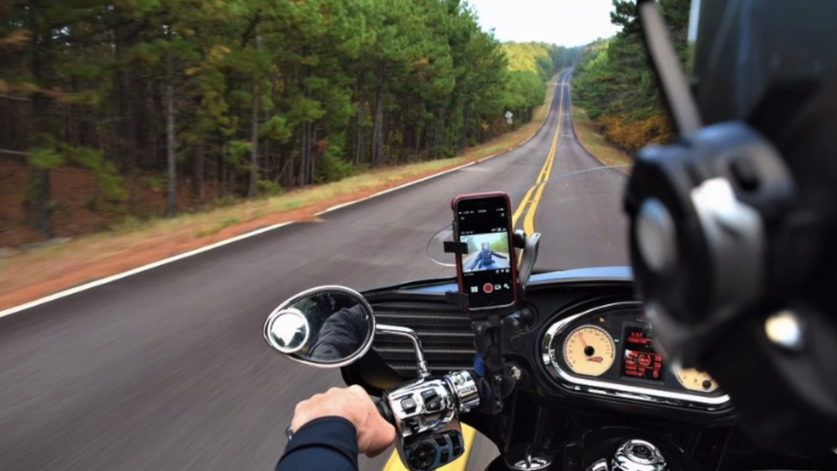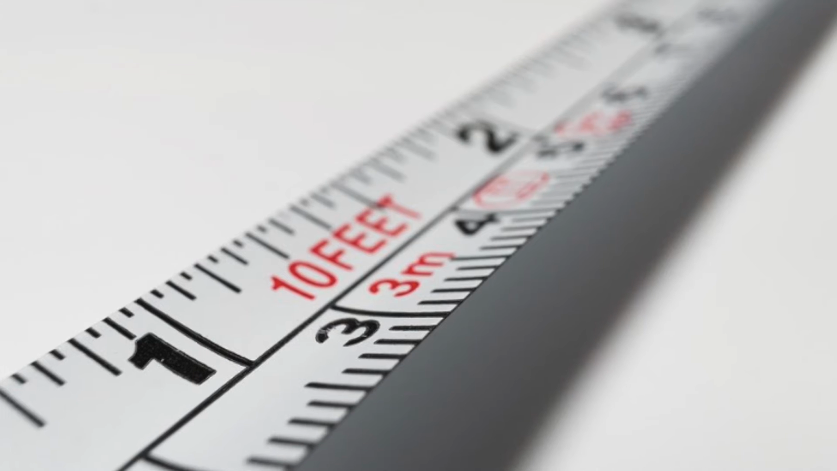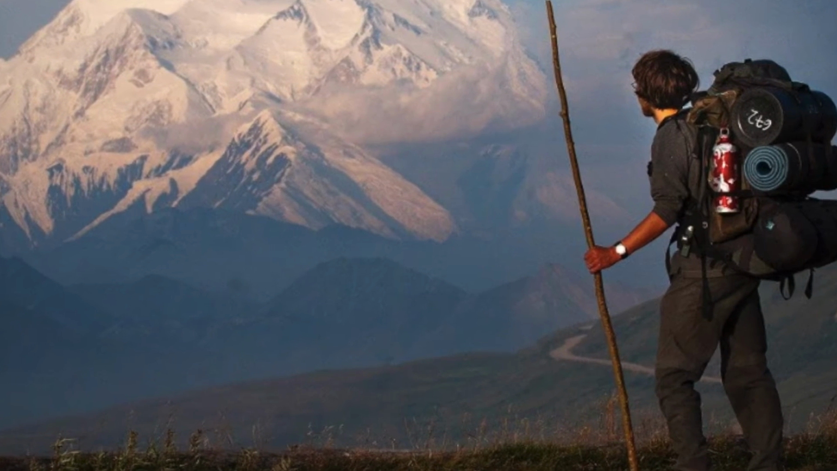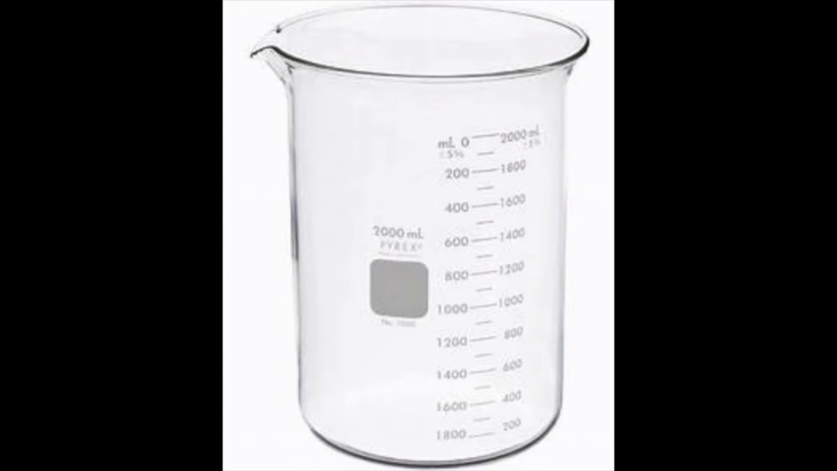In everyday life, whether we're riding on a motorcycle, measuring something at home, or even taking a hike, we have to have a way to measure distance. And of course, the way we measure distance is the meter. The meter is defined as the length of the path of light traveled within a vacuum within a fraction of a second. The meter was originally defined in 1793 as 1/10,000,000th of the distance from the equator to the North Pole. Thank goodness today all we have to use is a meter stick.